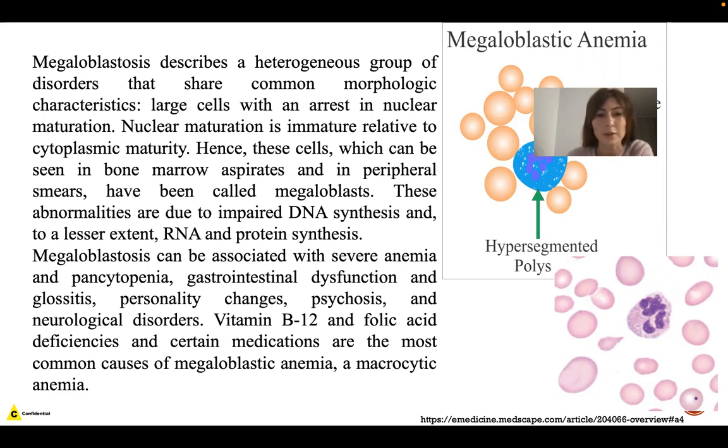Megaloblastosis can be associated with severe anemia and pancytopenia, gastrointestinal dysfunction and glossitis, personality changes, psychosis, and neurological disorders. Vitamin B12 and folic acid deficiency and certain medications are the most common causes of megaloblastic, macrocytic anemia.